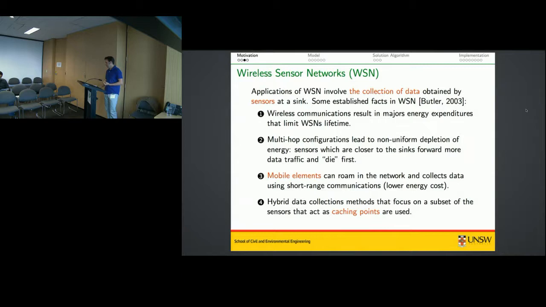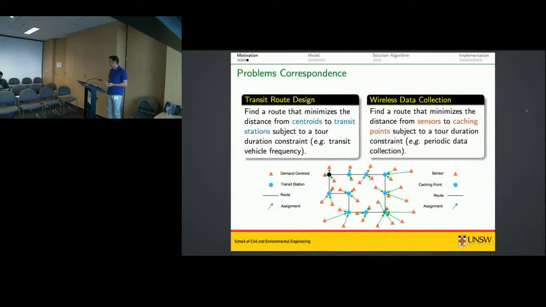And in the end, the problem solved here is very similar to the problem we are looking at. In the transit route design, we want to find a route which minimizes the distance from centroids, which, if you're not familiar with the term, a centroid can be roughly a street intersection, a neighborhood, or even a postal code, depending on the scale of your model. And you want to find a route that minimizes the distance from centroid to the route. And you want that route to be no longer than a certain value, which could be used to represent, in the context of transit route, the frequency of vehicles. Because basically, it gives you how much time is needed to complete the tour. And that is roughly how often a bus would travel in the network.